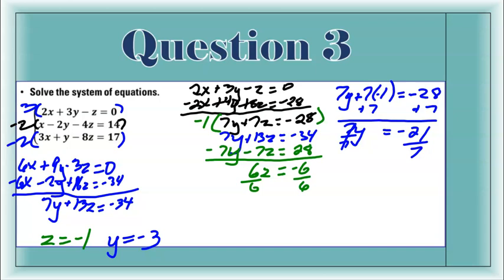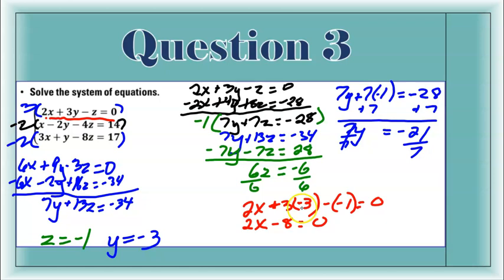Now all I have to do is find my x. And I have to go back to the original equations. And I'm going to choose this top one here. And so I'm going to have 2 times x plus 3 times negative 3 minus a negative 1. And that has to equal 0. So that's 2x. 3 times negative 3 is negative 9. Negative 9 plus 1 is negative 8. That's going to equal 0.